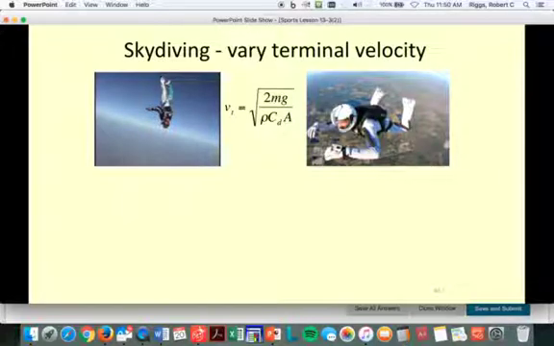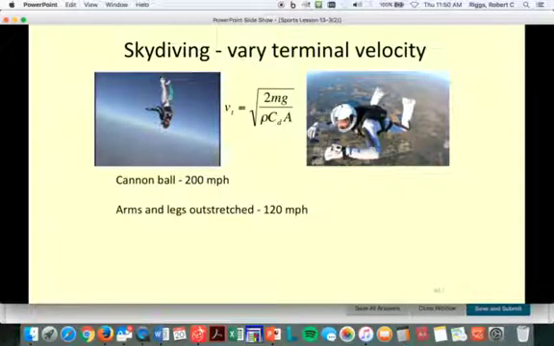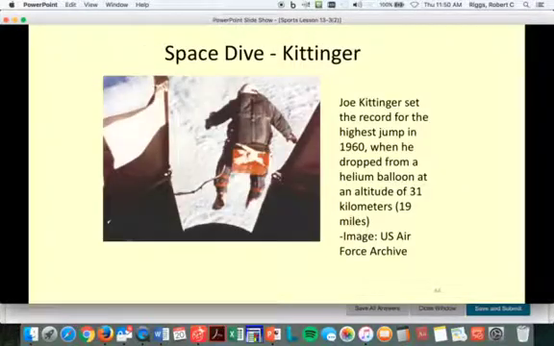Let me finish this real quick. Skydiving terminal velocities will vary based on body position, but you'll also notice that when Felix Baumgartner dropped out of the stratosphere ship, he actually went supersonic. He exceeded the speed of sound. Why? Because he's outside of the atmosphere.